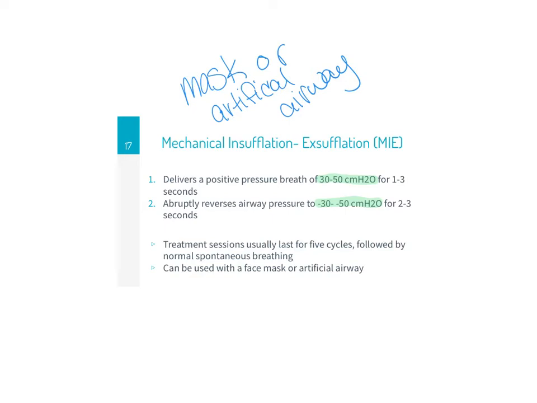Treatment sessions you should typically only do for 5 cycles and then allow them to catch their breath. Let them have normal spontaneous breathing. If they cough something up and you have a yankauer, you can just suction it out of their mouth. So a note, with neuromuscular patients, they cannot generate a peak cough flow greater than 180 liters a minute. So they may benefit from the mechanical insufflator exsufflator. And the peak cough flow is measured with peak flow meters and spirometers.